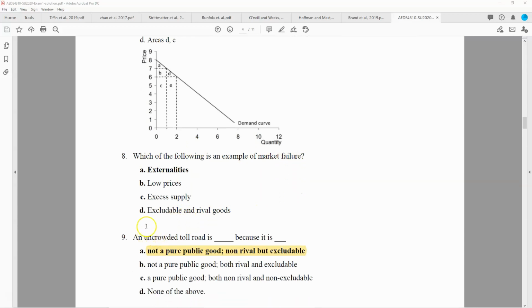And 9, is an uncrowded toll road a public good or not? An uncrowded toll road is not a pure public good because it is non-rival but excludable. We cannot drive on the toll road if we didn't pay for that, right? So it is excludable. However, it is uncrowded, which means my consumption of this road will not decrease the amount available for you to consume. If it is a crowded toll road, then it is rival. So the correct answer for 9 is A.